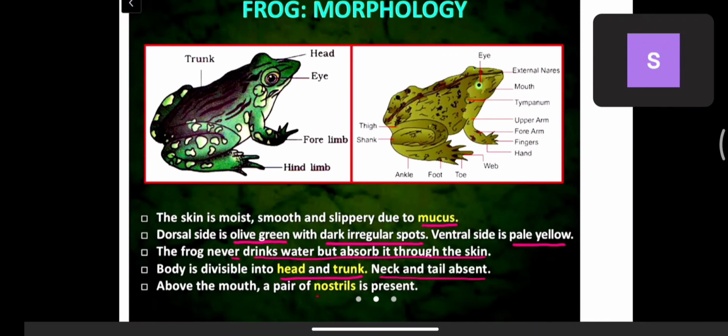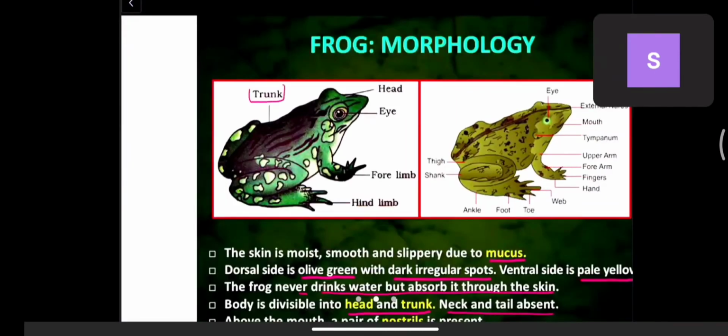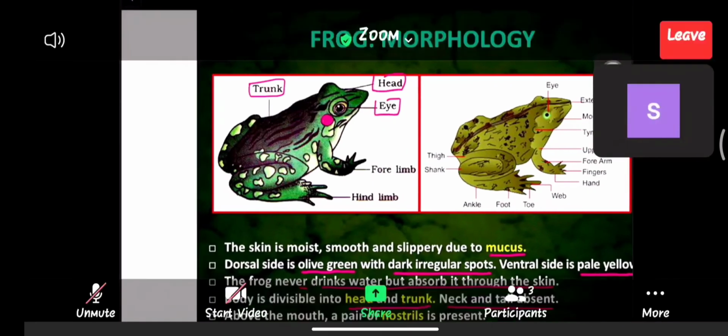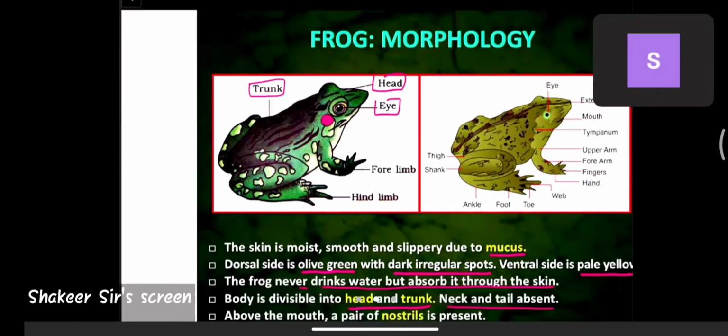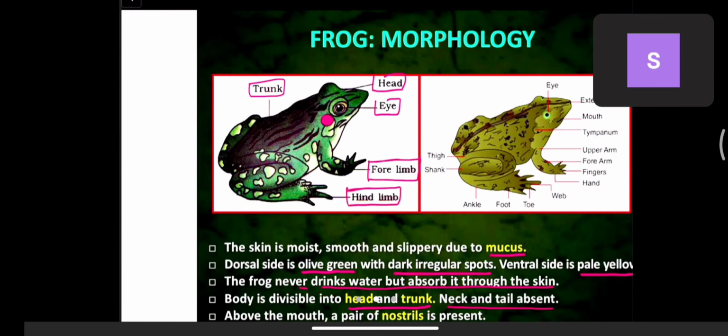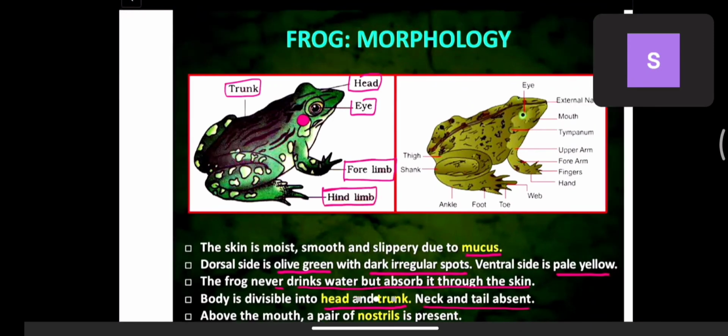Above the mouth, a pair of nostrils is present. Clear now? Nostrils are responsible for respiration. So this is about the basic structure of the frog. This is the trunk region, the head region, and eyes are present. Behind the eyes you can find a vibrating structure called the tympanum, for sensing vibrations. Two pairs of limbs are present. The frontal limbs are called forelimbs, and the back limbs are called hind limbs. Clear, no?